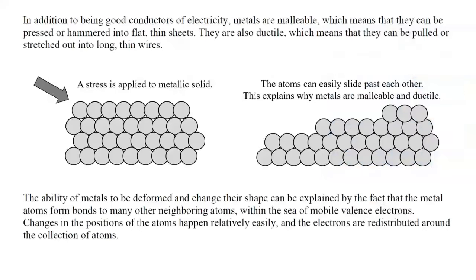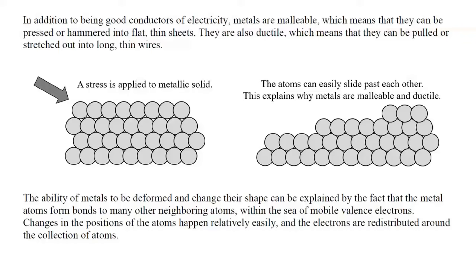In addition to being good conductors of electricity, metals are malleable, which means they can be pressed or hammered into flat, thin sheets, and they are also ductile, which means they can be pulled or stretched out into long, thin wires. So unlike an ionic solid, which is very brittle and cleaves along well-defined planes, as I showed you earlier in the video, for a metal, when a stress is applied, the atoms can easily slide past each other, and this explains why metals are malleable and ductile.